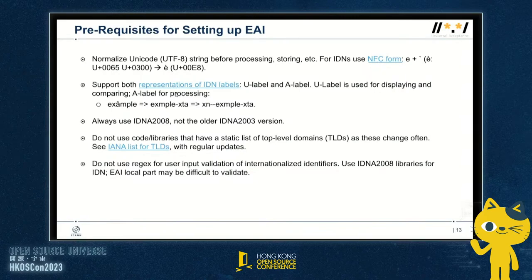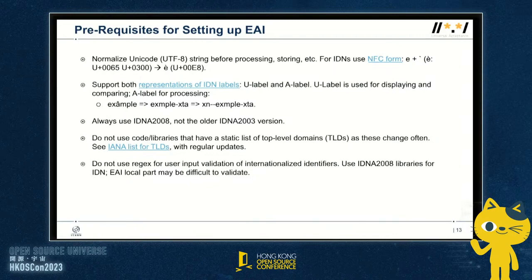Oh, this is boring. You may know about Unicode normalization. If not, I'll skip it. You probably don't know about U-labels and A-labels. The example: the first thing is a U-label, a Unicode label. The accent over the A is there in the human readable way. In the DNS, we have to use an encoding, the XN--XTA encoding that you see at the end. That's called an A-label.